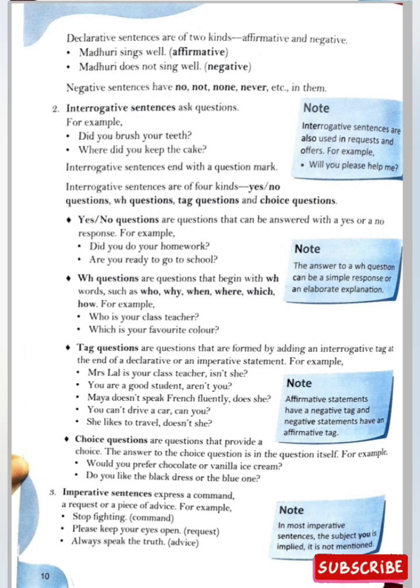Affirmative sentences are positive sentences. No negation is there in these sentences. Like, Madhuri sings well, it's an affirmative sentence. Then, Madhuri does not sing well, it's a negative sentence. The sentences in which we use not, where negation is there, are called negative sentences. In negative sentences you can use no, not, none, never, etc.